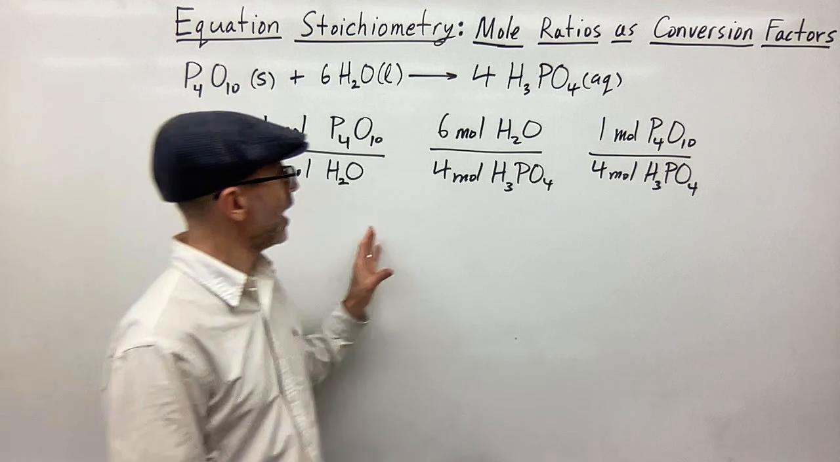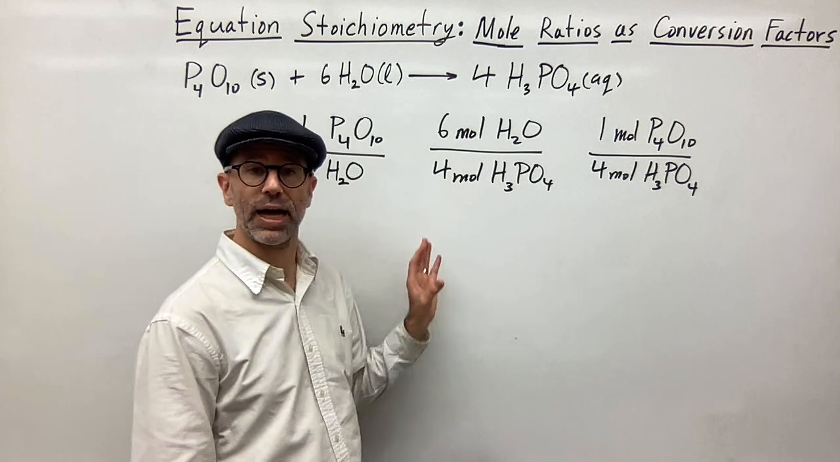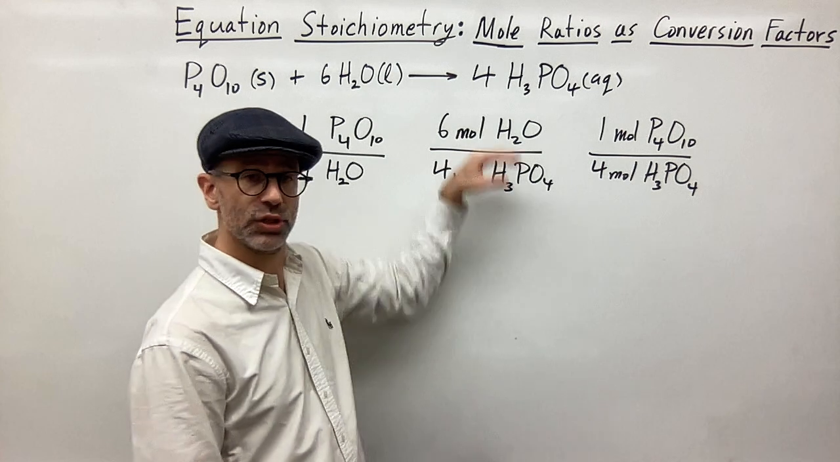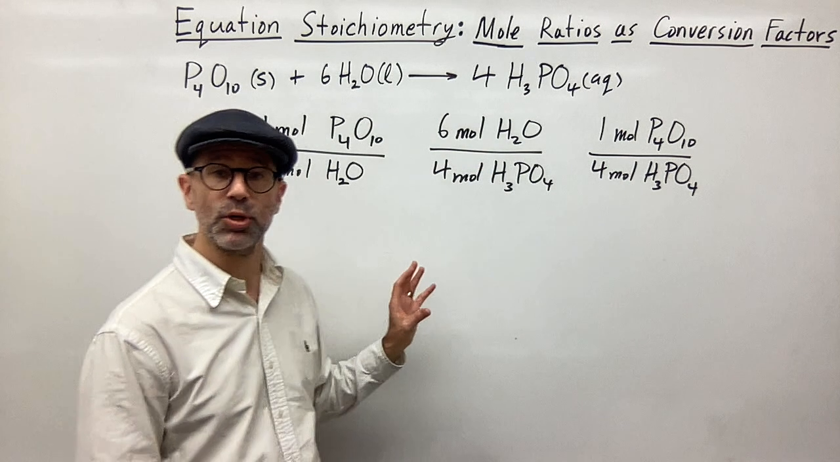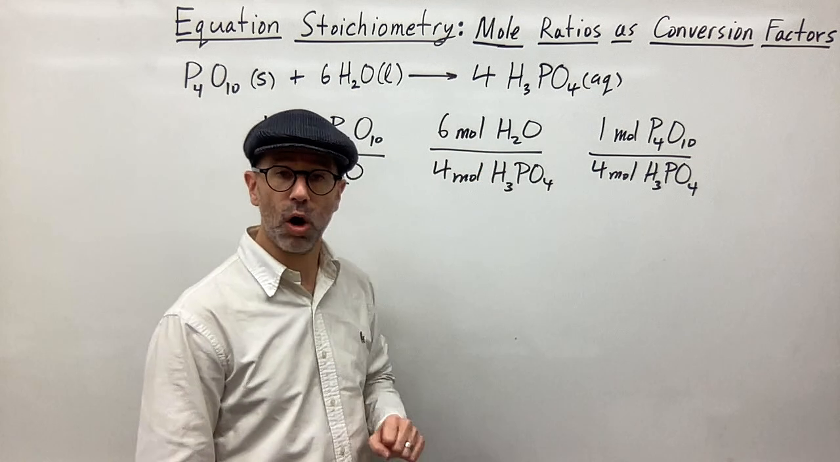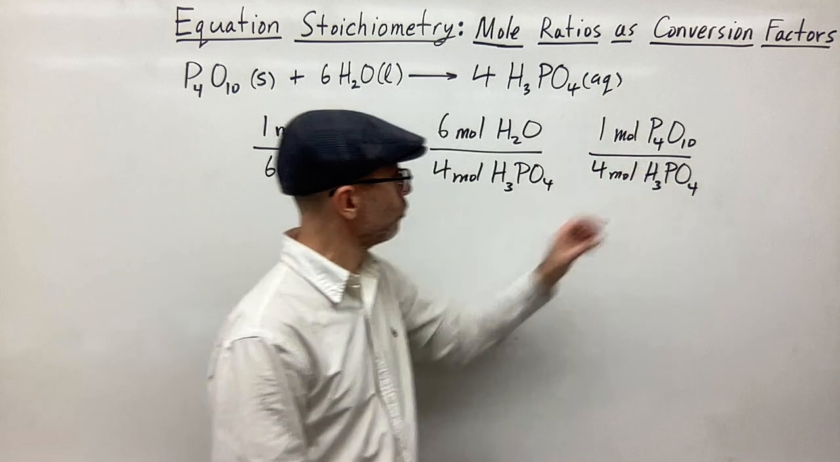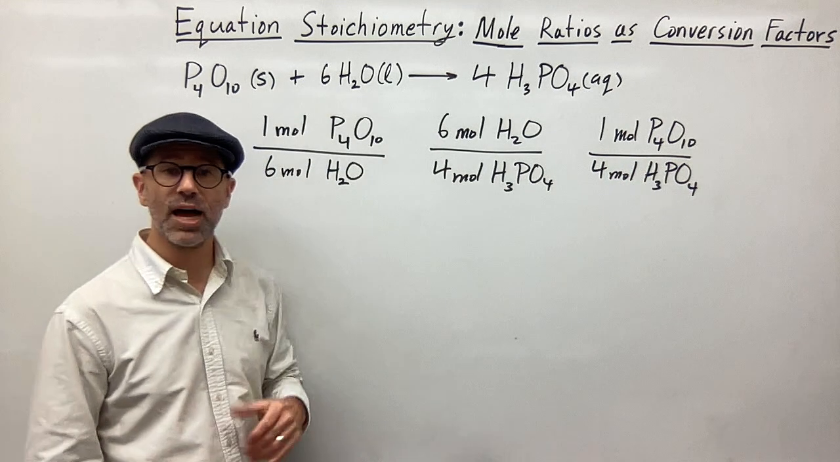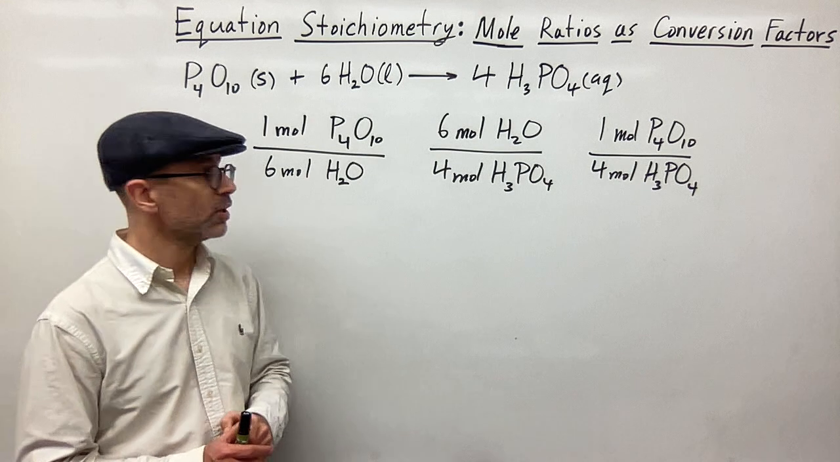Or if I'm given a certain number of moles of H3PO4 and I want to convert that to moles of water, I can use this mole ratio as a conversion factor to convert from H3PO4 to moles of water, H2O, right? And the same thing for this mole ratio here. It just depends on what I'm given and what I need to look for, okay?